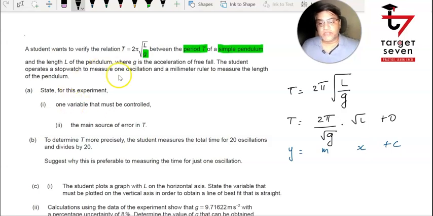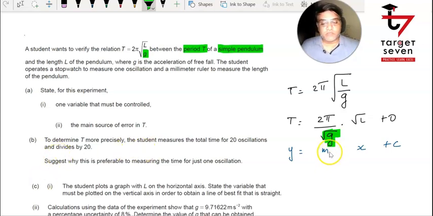Alright, so now let us check what the question is all about. It says, state for this experiment one variable that must be controlled. The one variable that must be controlled is obviously the value of acceleration due to gravity itself. So this experiment will be conducted at one location only.